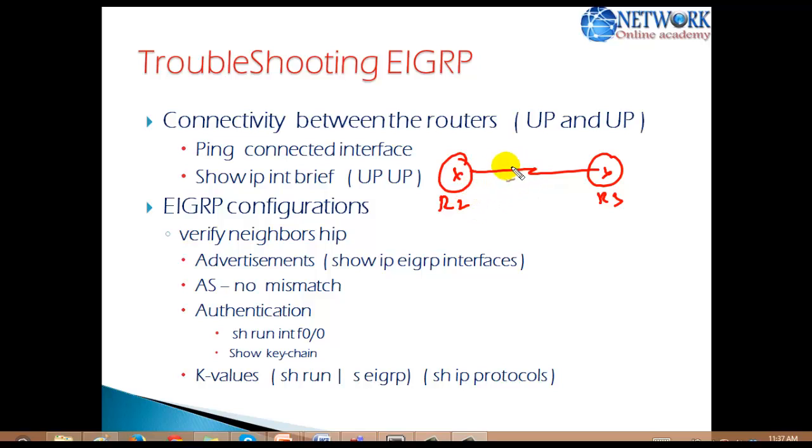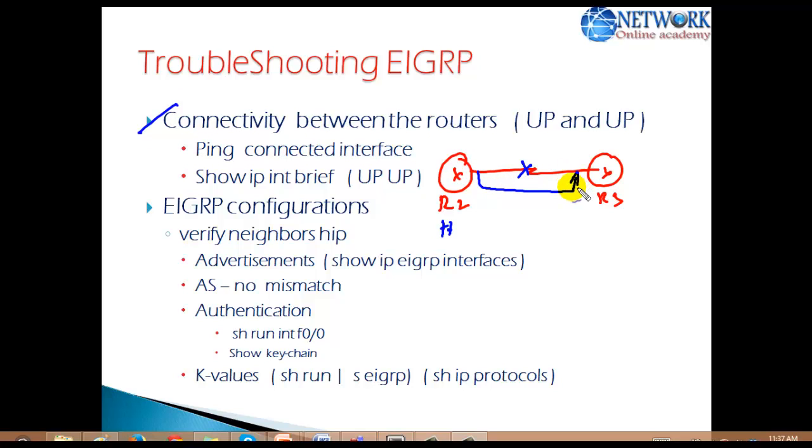The first thing I'll verify is the neighborship. The command I use is the show ip eigrp neighbors command, verifying the neighborship. So definitely you don't see the neighborship here. In case you don't see the neighborship, the first thing I suggest is to check the connectivity between them.